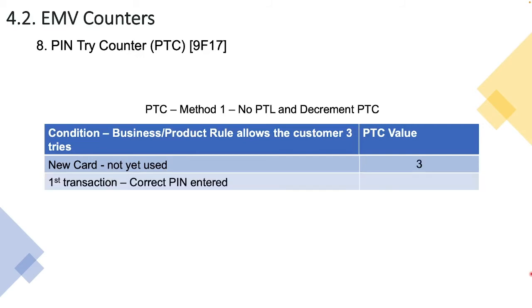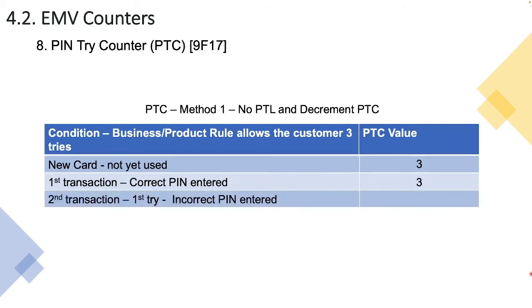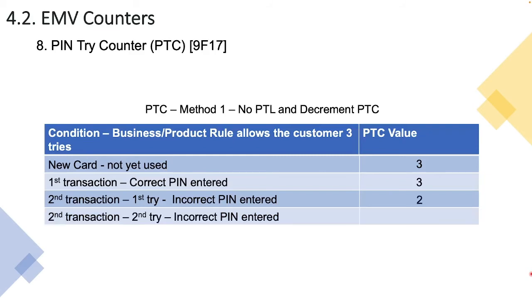So Bob transacts, and on the first transaction he enters his PIN correctly, so the PIN try counter is unaffected in any way. On his second transaction, Bob has forgotten his PIN, so he enters an incorrect PIN as a first attempt, and because it's incorrect, the card will decrement that PTC value from 3 to 2.